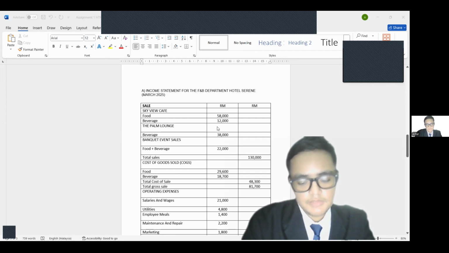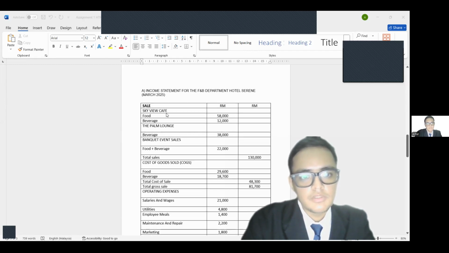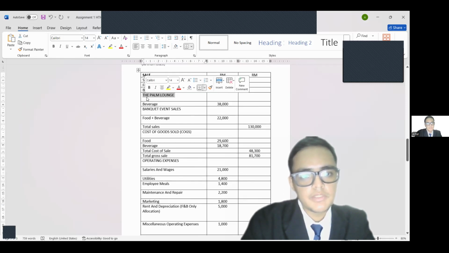So first thing first, we have to build our income statement. We have to arrange it like this. Skyview Cafe with the food and beverage, put it here and here. We have to put a separate category for the Palm Lounge because it only has beverage, so it's only 38,000. For the banquet event sales, food plus beverage is 22,000. So the total sales is 130,000.